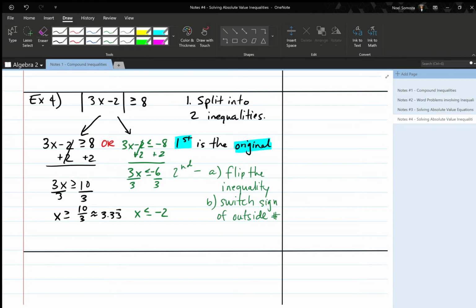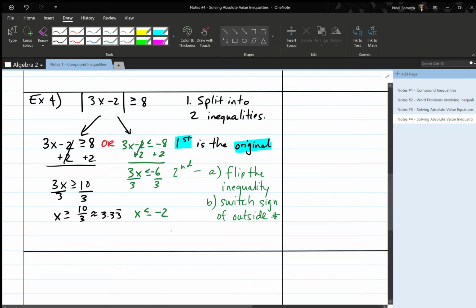Okay. So now let's graph. Let's do a different color. Here's 0, negative 2, and 10 over 3, it's around 3.33, so here's 1, here's 2, here's 3, a little bit more than that. Okay, we'll call this 10 over 3.